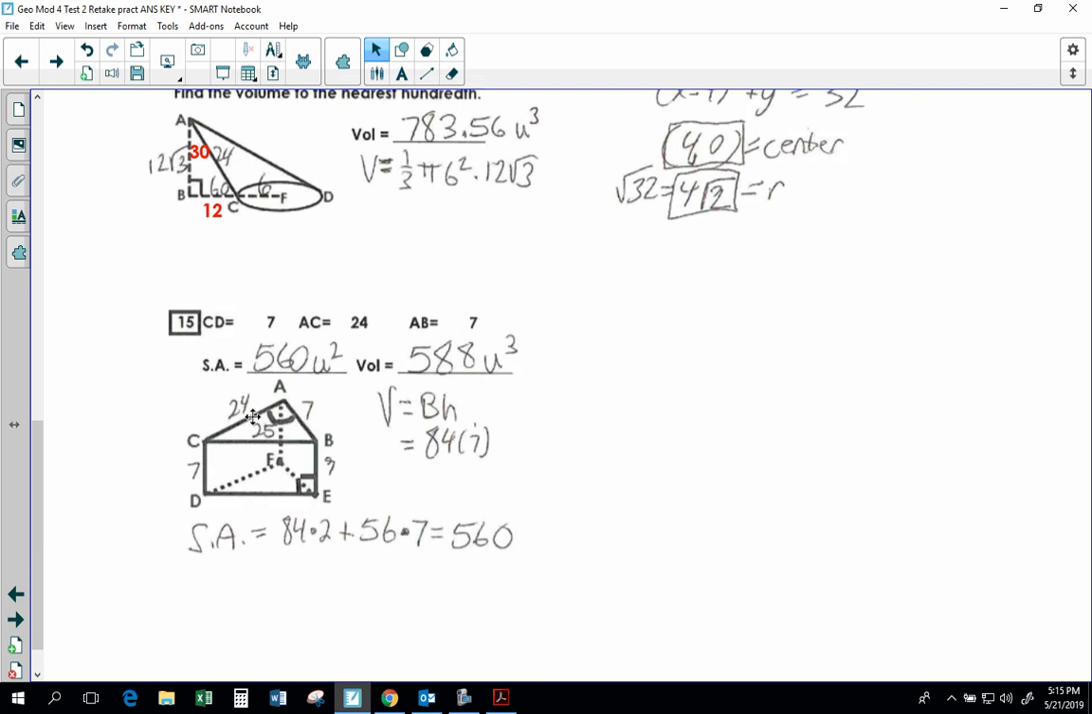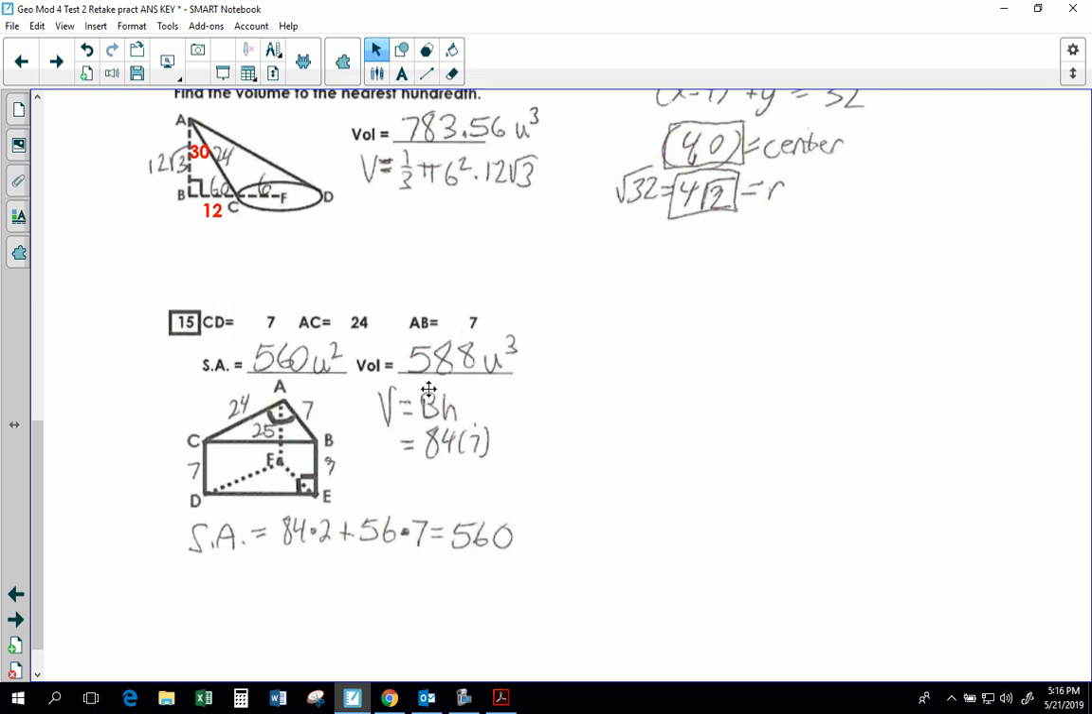And then we need to find the area of the base. Well, they gave us CD, 7. They gave me AC is 24 and AB is 7, and that's my right angle. So I have a 7, 24, 25 Pythagorean triple to get this length of 25. I don't need that for the volume part. I'll use that with the surface area part coming up.